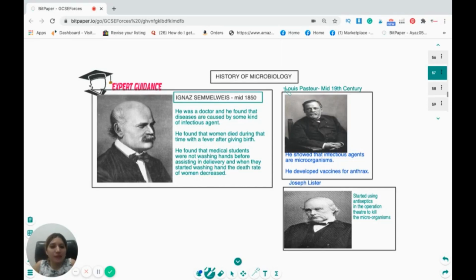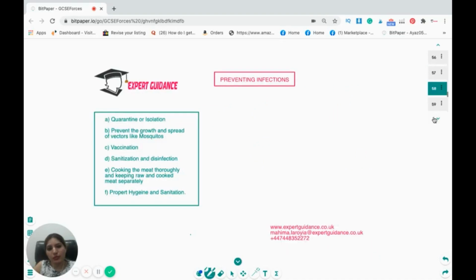Then there was Louis Pasteur. He showed that infectious agents are microorganisms, and he developed vaccines for anthrax. And there was Joseph Lister. He started using antiseptic in the operating theater to kill the microorganisms.